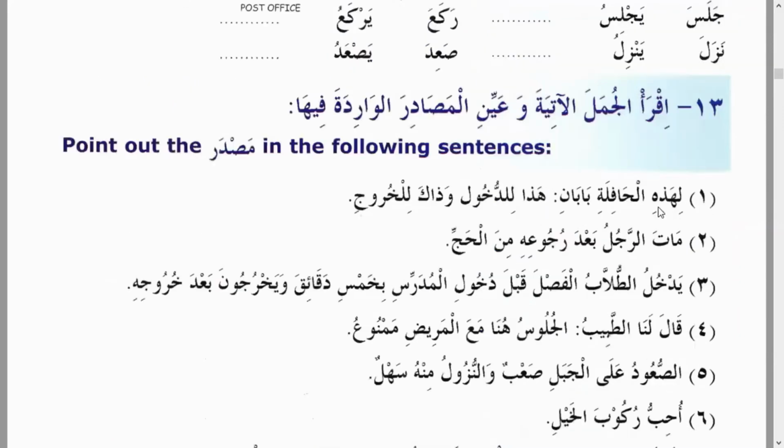لهذه الحافلة بابان هذا للدخول وذاك للخروج. Because it's just one pattern, it's easier now. So which are the masdars here? This bus has two doors. This is for the, yes, this and this. Now, khuruj. Yes. Right? هذا للدخول وذاك للخروج. This is the masdar for dukhul and this is for the khuruj, for entrance and exit.